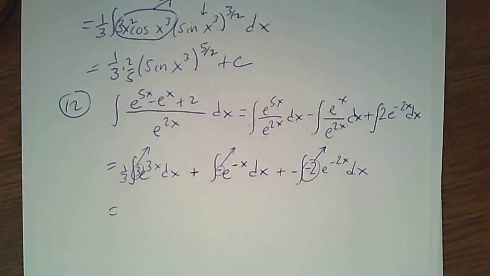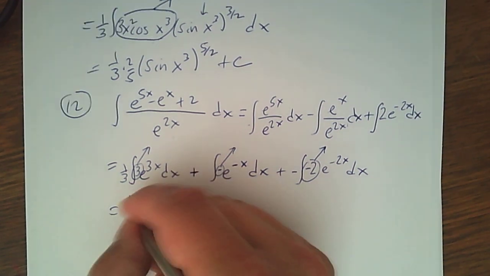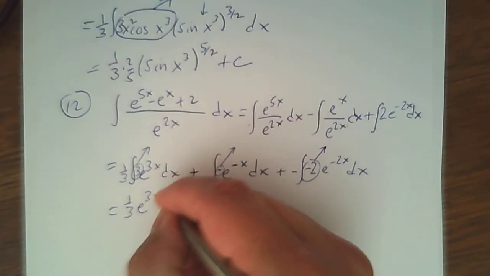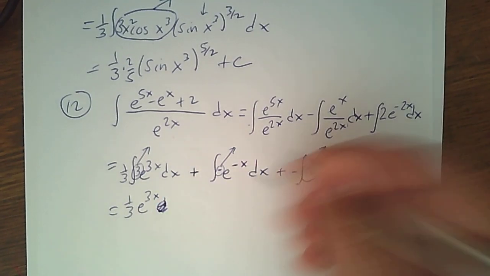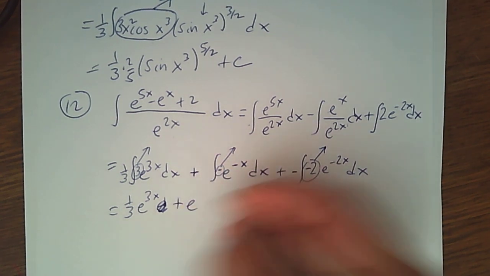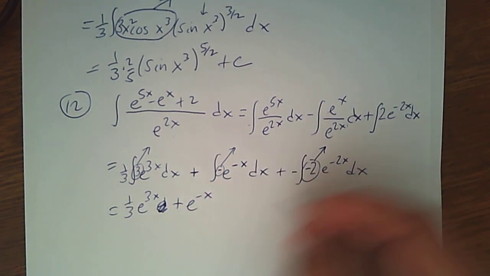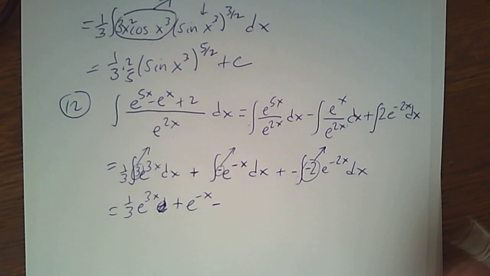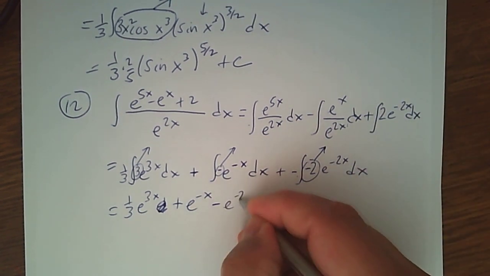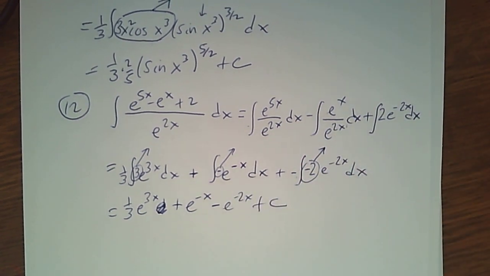And then the simple rule is, for e, just copy it. So we have 1/3 and then copy e to the 3x. Plus e to the negative x. And a plus and a minus make it minus e to the negative 2x plus c.